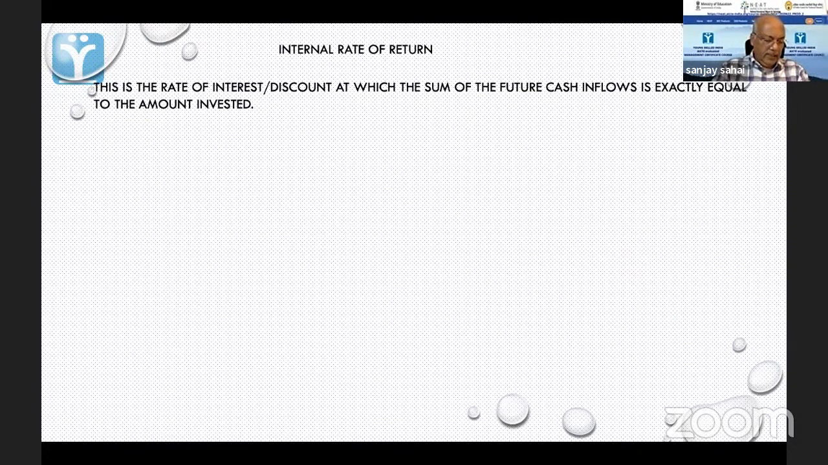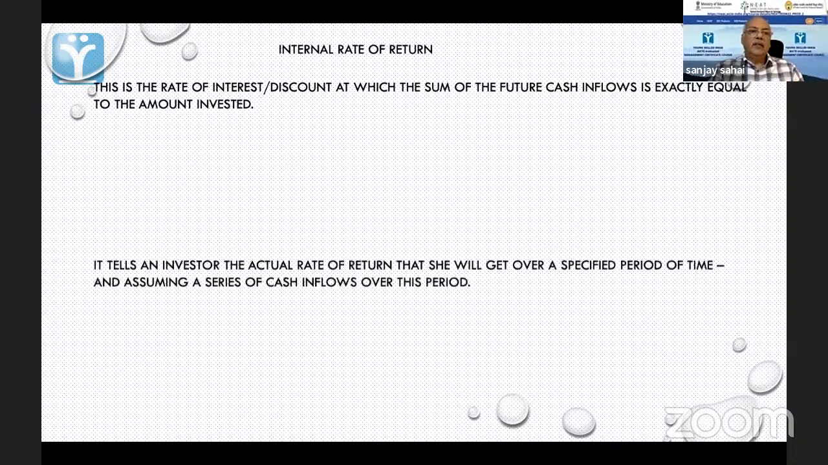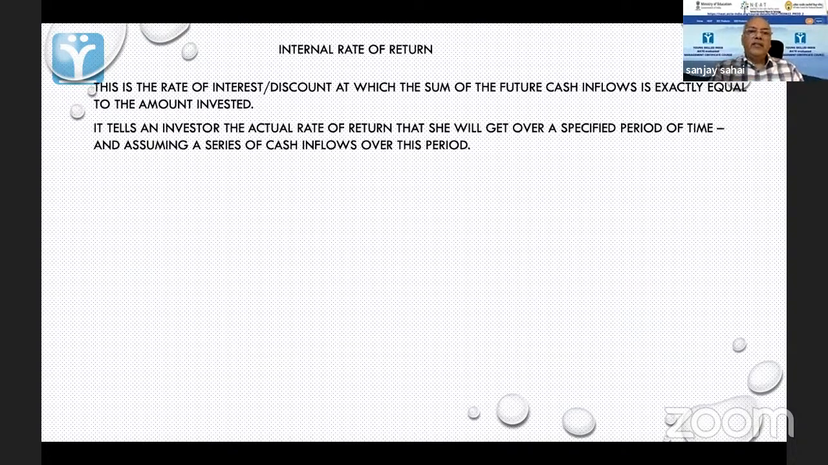So internal rate of return is the rate of interest, or the discounting rate at which the sum of the future cash inflows is exactly equal to the amount invested. This is the basic thing. Now, it tells an investor the actual rate of return that she will get over a period of time, assuming a series of cash inflows over this period.